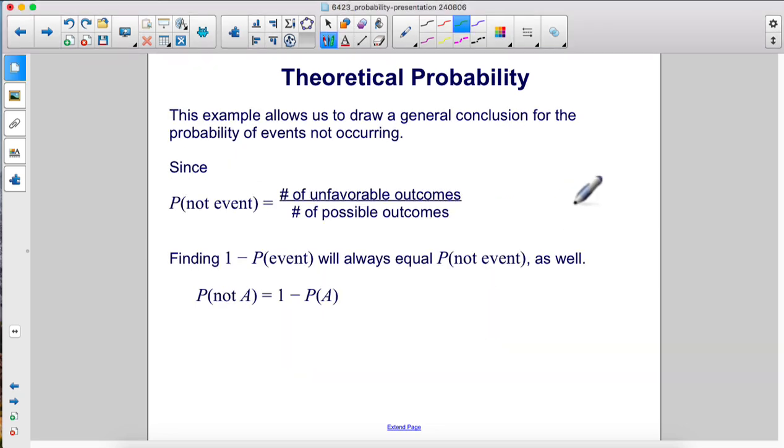This example allows us to draw a general conclusion for the probability of events not occurring. Since the probability of the event not occurring is the number of unfavorable outcomes over the possible number of outcomes, finding 1 minus P(event) will always equal the probability of the event not occurring. So the probability of A not occurring equals 1 minus the probability of A occurring.